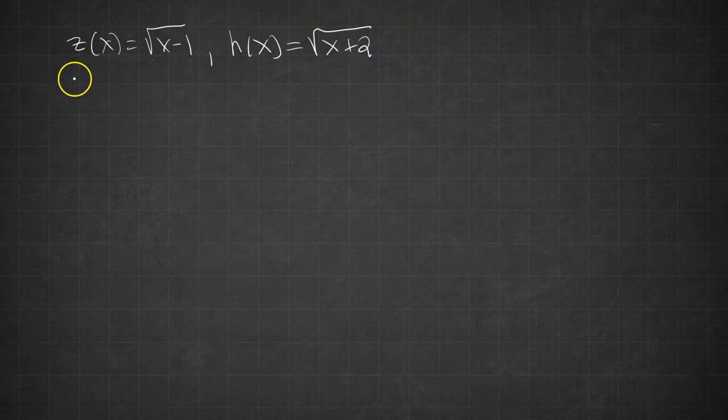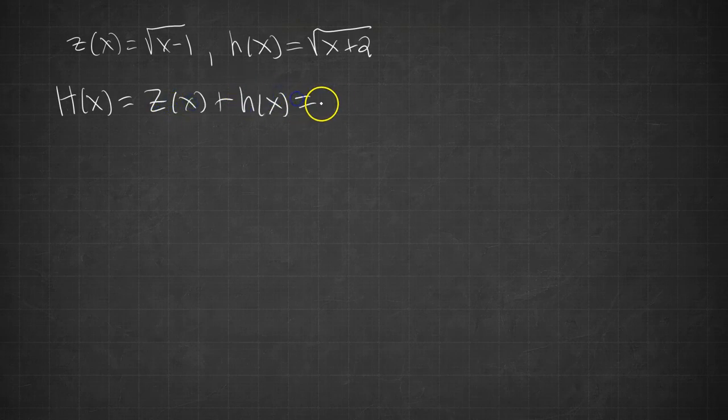And now we're going to make a new function from adding these two. So I will say here big H of x, capital H of x equals z of x plus h of x, which then becomes the square root of x minus 1. So you put that in for z of x, and then you add to this the square root of x plus 2. So the goal is to get the domain of this sum function.